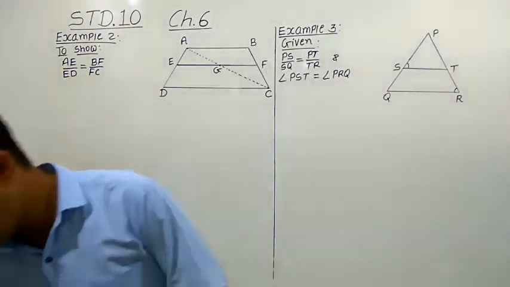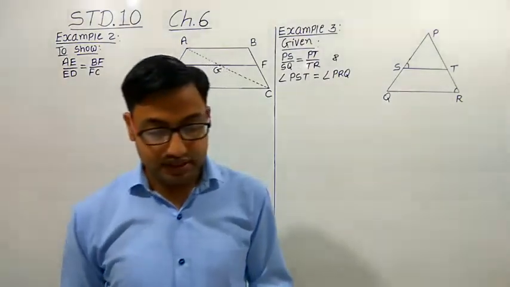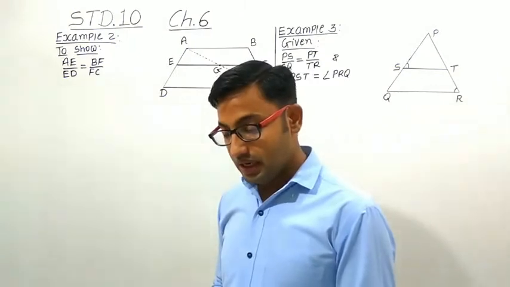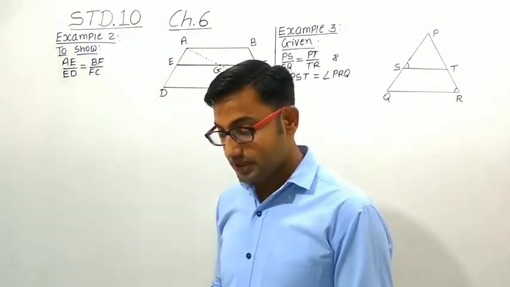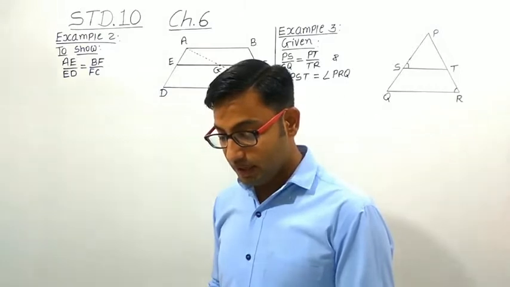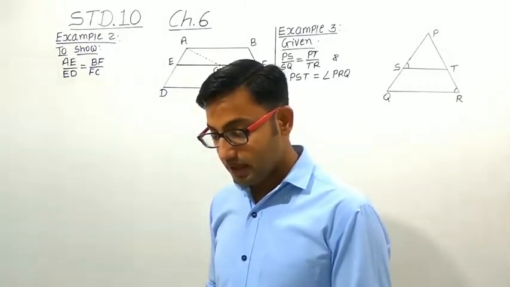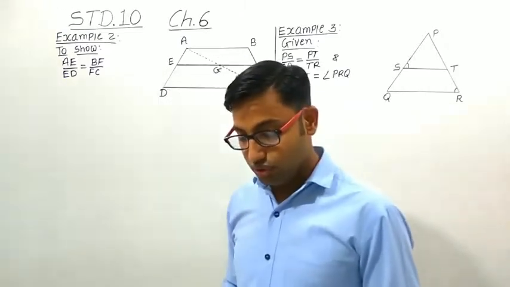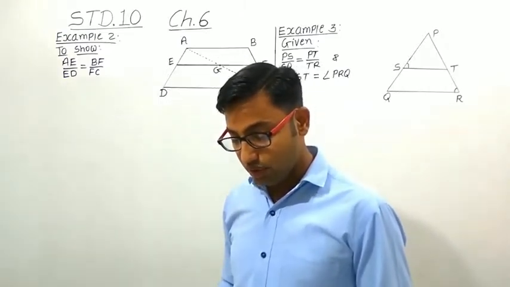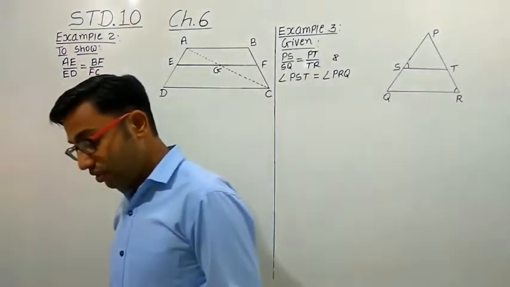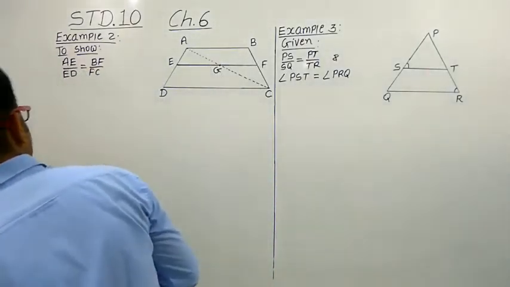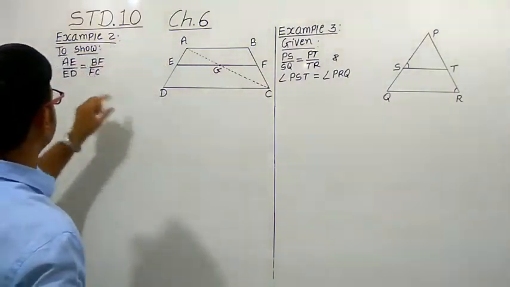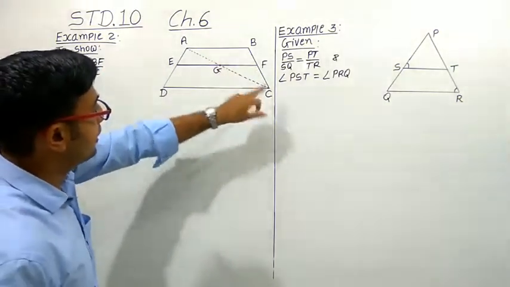What is the question? The question is: ABCD is a trapezium with AB parallel to DC. E and F are the points on the non-parallel sides AD and BC respectively, such that EF is parallel to AB. We have given one diagram here. So we have to show that AE upon ED is equal to BF upon FC. This is what we have to show: AE upon ED is equal to BF upon FC.